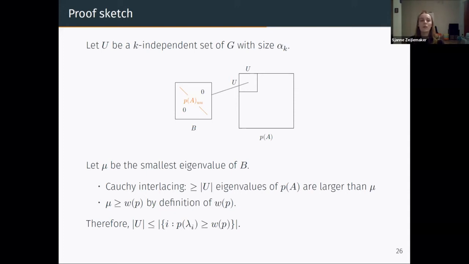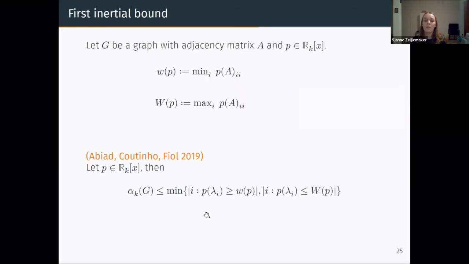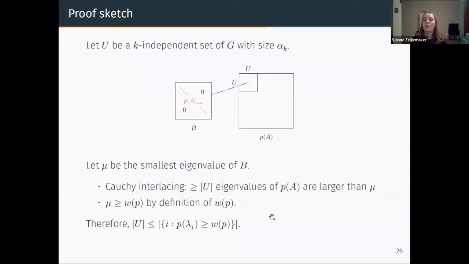But at the same time, by definition, since these eigenvalues are on the diagonal, we also know that they are at least p. So if we put that together, we see that we get this first term of this bound that we saw. And in a very similar fashion, we can also obtain the second one.